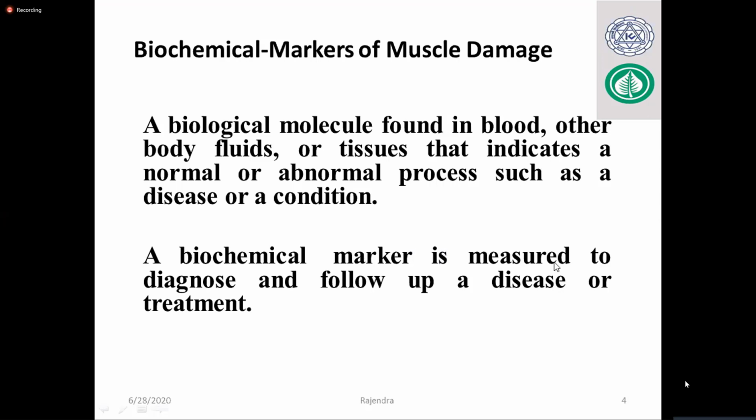A biochemical marker is measured to diagnose and follow up disease or treatment. Sometimes we ask why we need to measure these biochemical markers. The answer is very simple. We want to know how serious the disease is, how serious our muscle is, or to take the follow-up. Suppose you had a very high amount of a particular protein or enzyme one week ago, but now you want to check whether it's getting better or worse. You need to identify this through these biochemical markers. That means to diagnose or follow up the treatment, and to confirm the disease, we measure these biochemical markers.